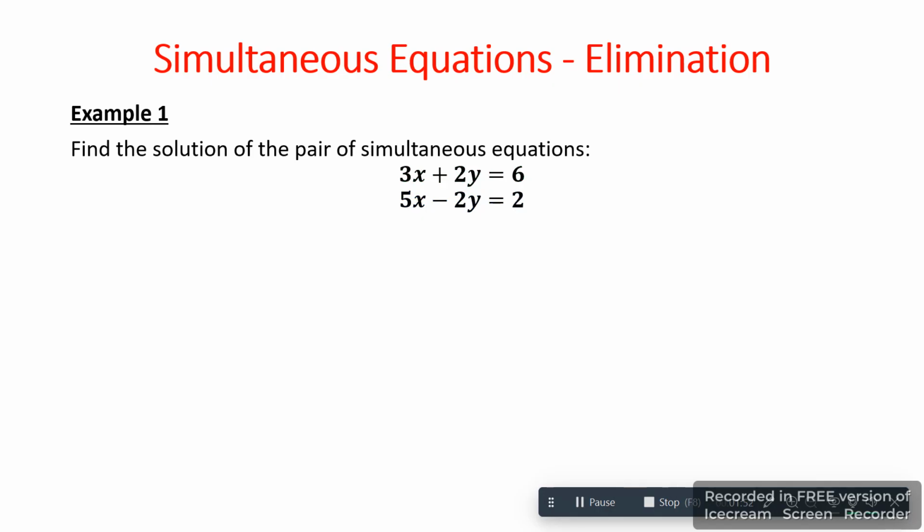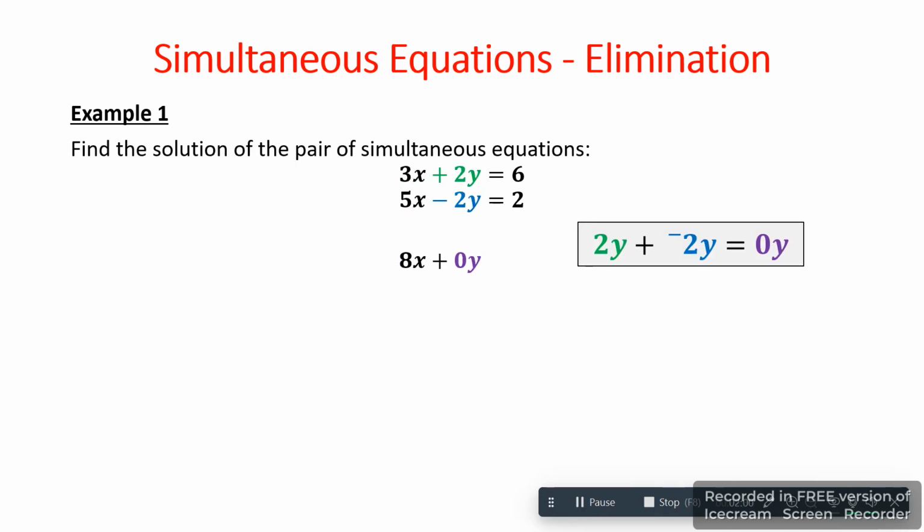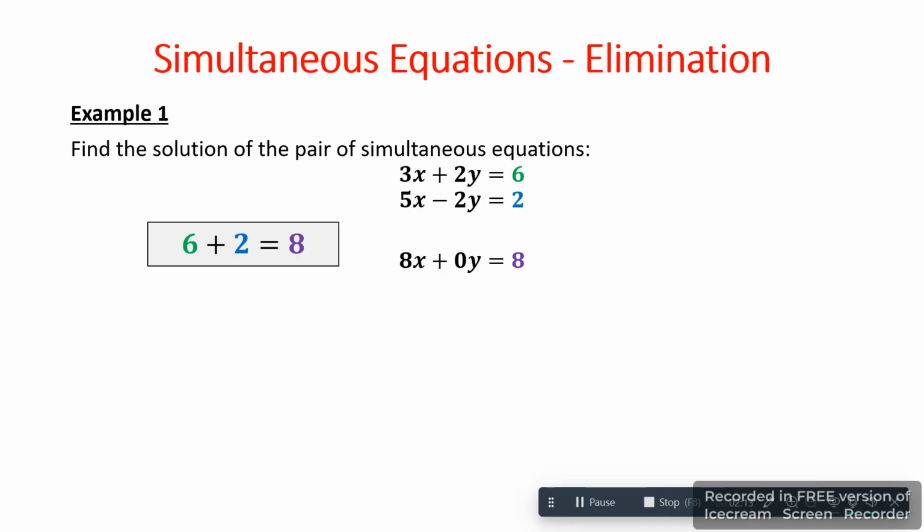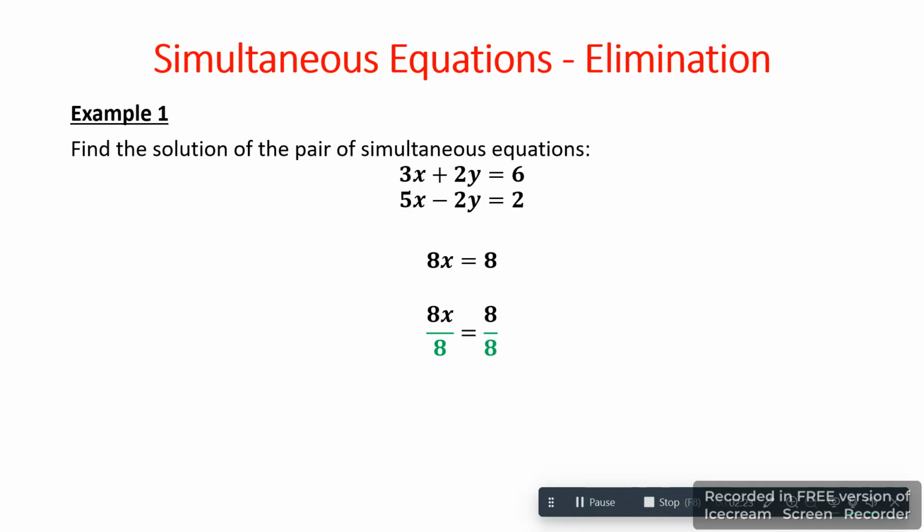All right, let's show you how we do this. We're going to go 3x plus 5x, which gives us 8x. We're going to go 2y plus negative 2y, and that eliminates and gives us 0 because 2 plus negative 2 is the same as 2 minus 2, which is 0. And we're going to go 6 plus 2, which is 8. Now, we don't need to write the 0y down, so we're going to simplify this down and write it as 8x equals 8. And then we're going to divide everything by 8 to get x is equal to the number 1. So we've found the first variable, x is 1.